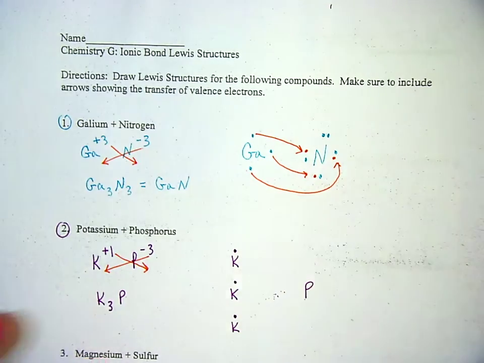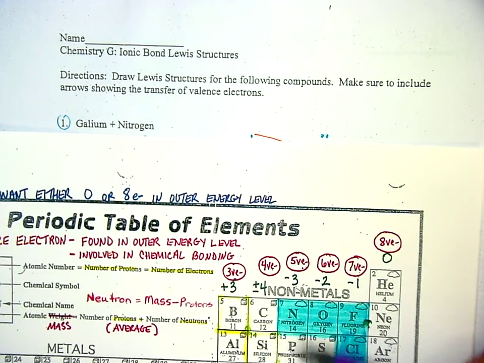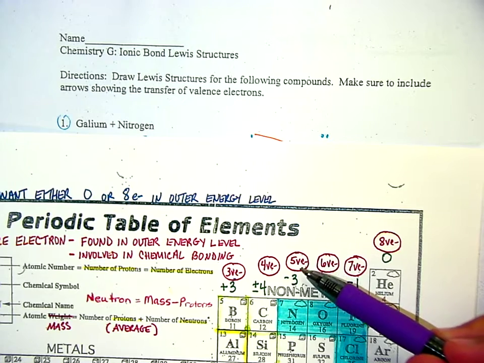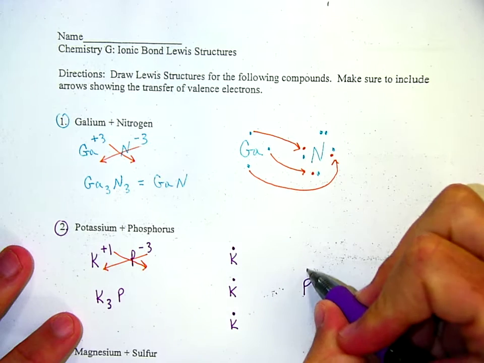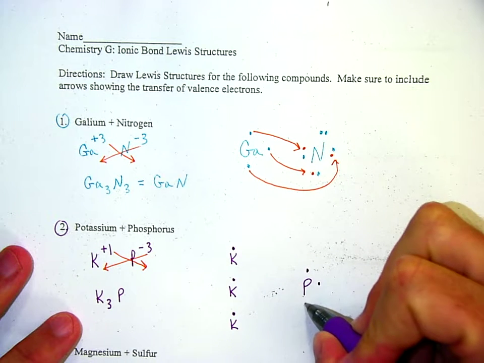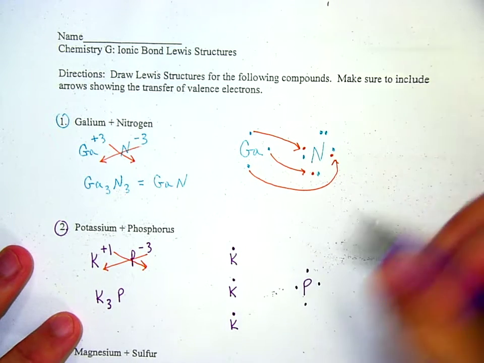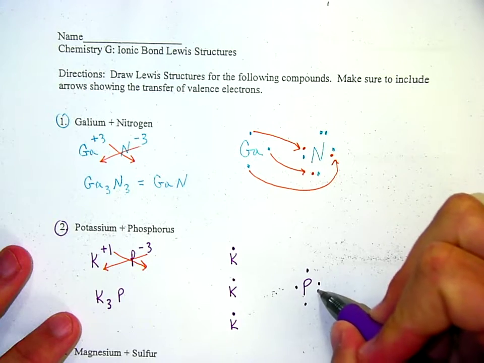Now for phosphorus, phosphorus is letter P. It gets 5 valence electrons. So I'm going to do it like this. We're going to go 1, 2, 3, 4. And to make the drawing easier, I'm going to put the fifth one over here.